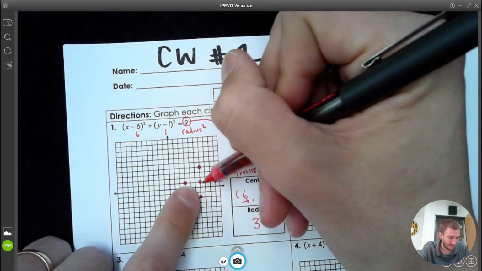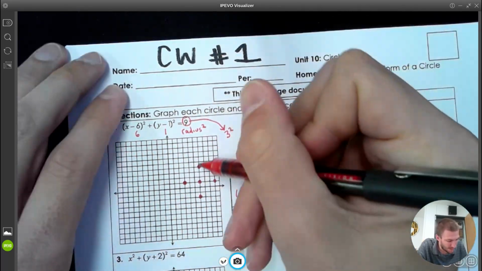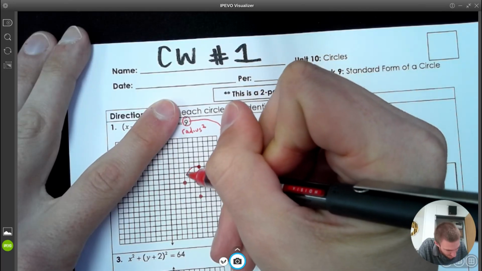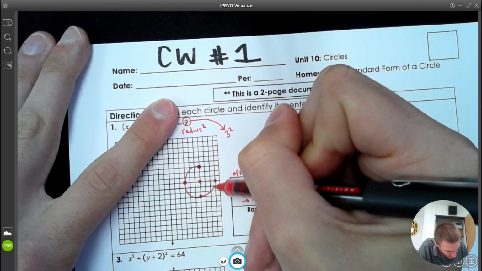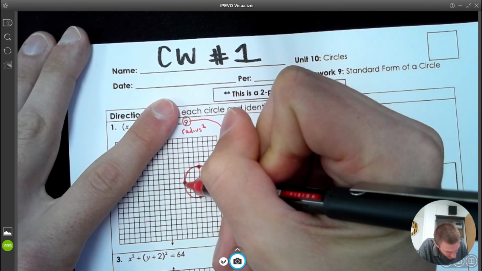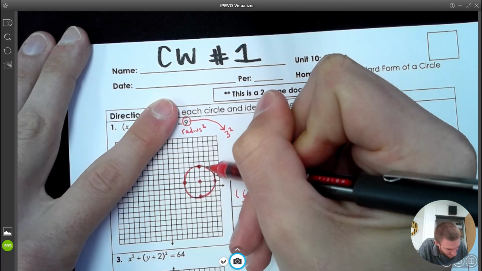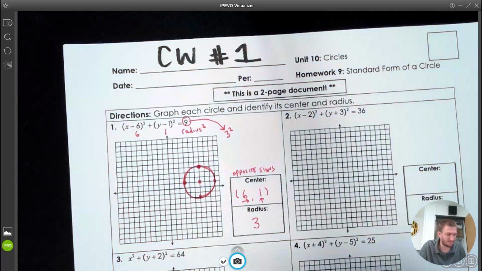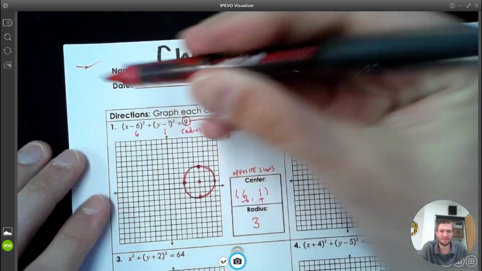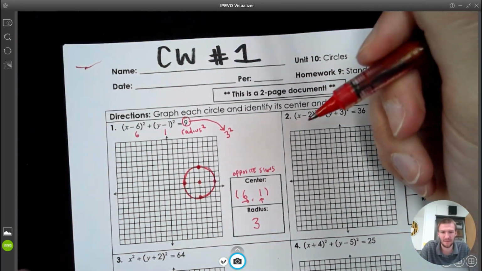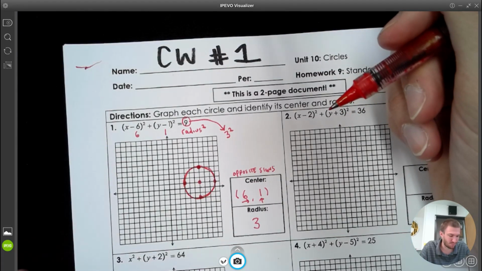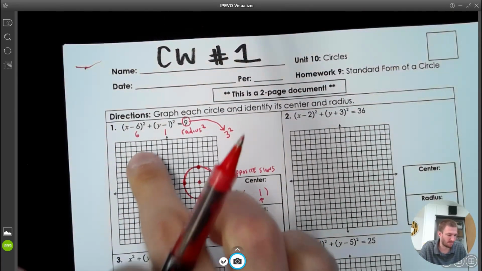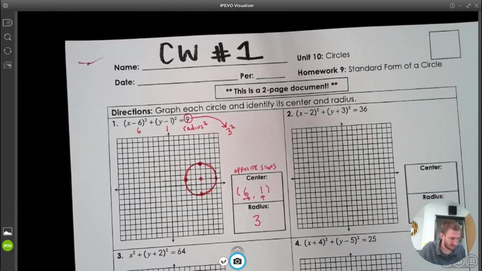At this point, I have the center, I have the corners, and now I'm just going to make a nice circle. I don't expect it to be the best thing ever. Normally I like to do like 3 laps. I find that if I do 3 laps around the circle, that it gets a little bit better. And there we go. I think that's a pretty great circle and an accurate representation of this graph.